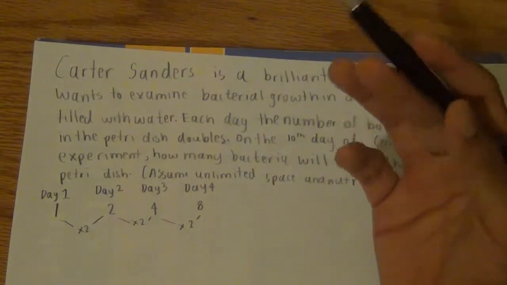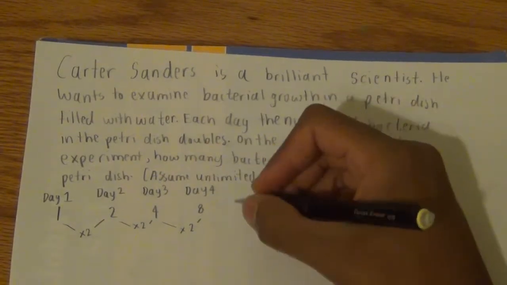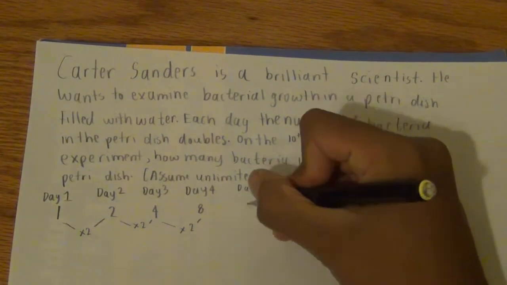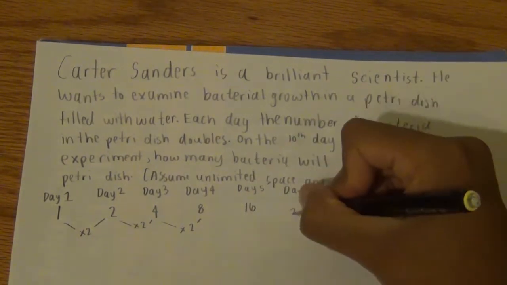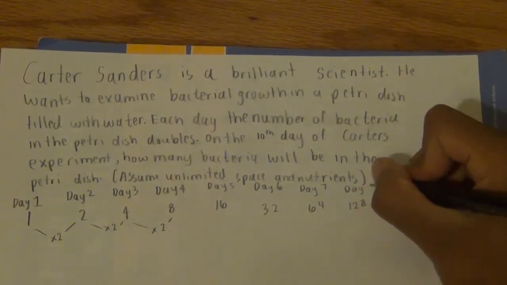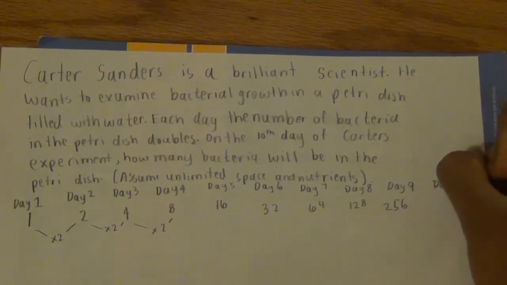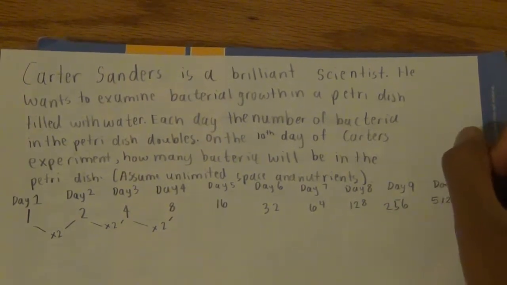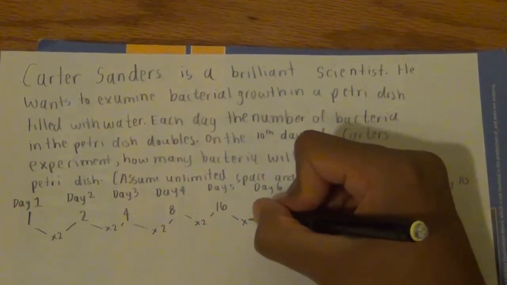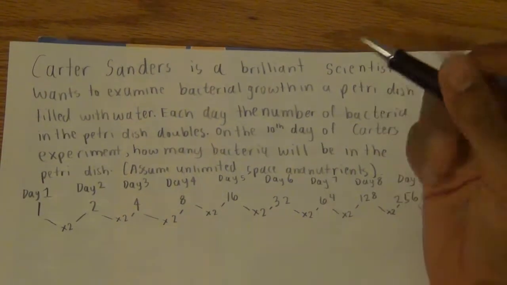We can begin to write a representation of this geometric series. Let's complete this day-to-day series first. Day 5, it will have 16 bacteria. Day 6, 32 bacteria. Day 7, 64 bacteria. Day 8, 128 bacteria. Day 9, 256 bacteria. And finally on day 10, there will be 512 bacteria in Carter's petri dish. Now again, we are multiplying each of the preceding terms by 2.